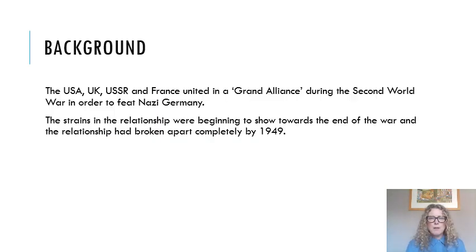So the 4-year period that we're looking at here, let's have a think about the changes that happen. So in 1945, the Second World War is still going on. The Americans, the British, the Soviets and the French have been united in a grand alliance trying to defeat Nazi Germany. But the war comes to an end in Europe in 1945, and therefore these 4 countries are no longer united by a common enemy.